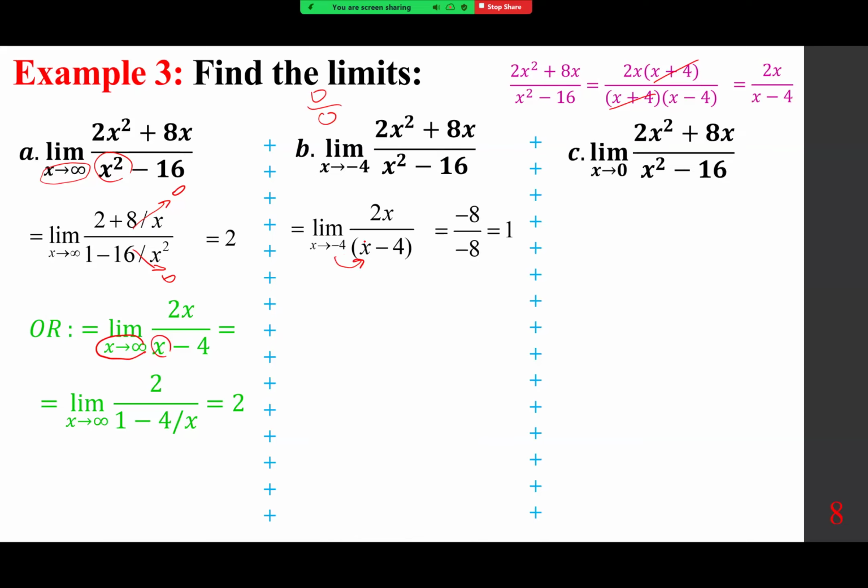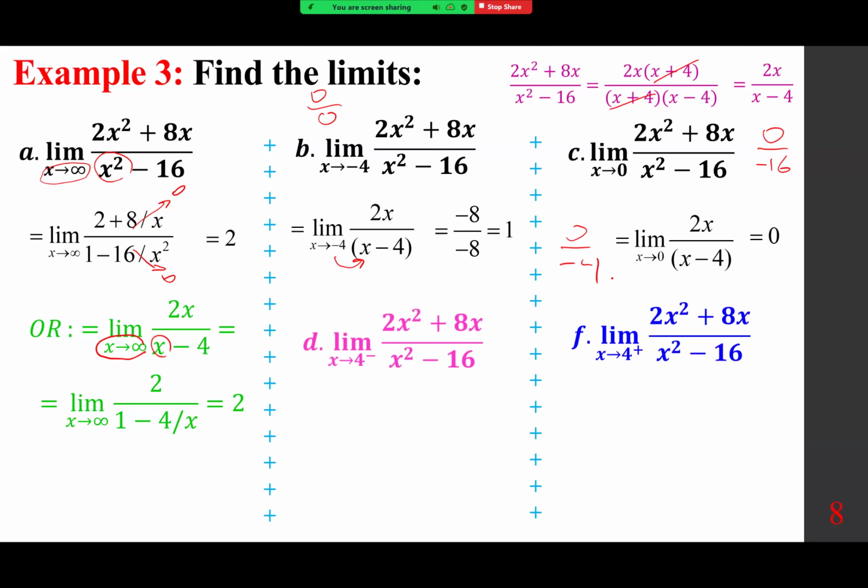In this case, if you plug in 0 just the way it is, it will give you 0 over -16, which is 0. If you put it into its factored form, it also gives you 0 over -4, and both of them are 0. So it doesn't make that much of a difference in this case. However, working with a factored form is easier.